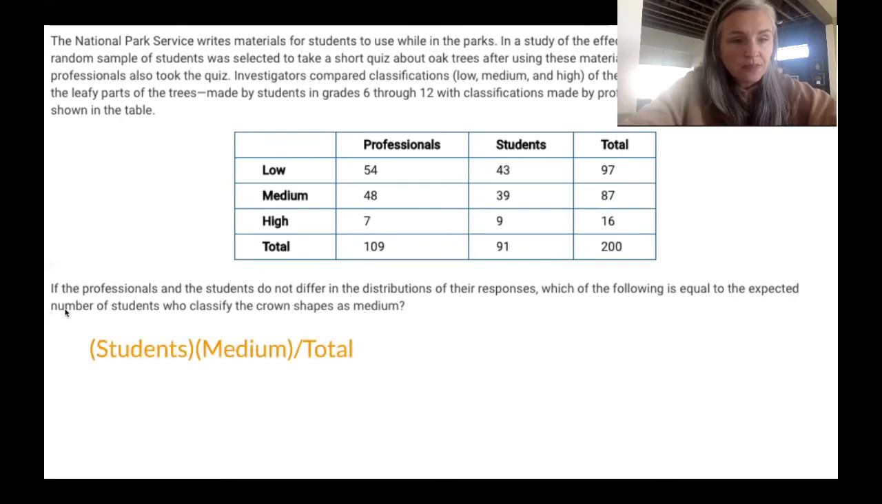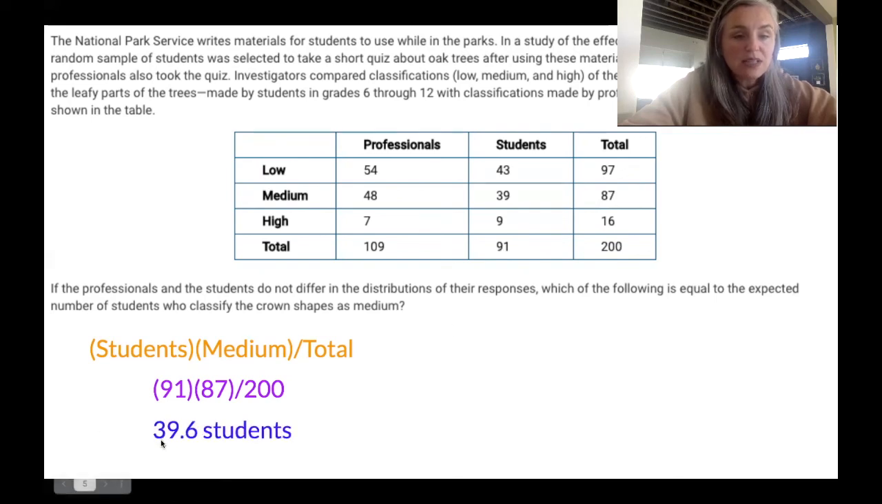Well, number of students classified as medium. So I've got medium, which is 87 in the study, and students, which are 91 in the study, and a total of 200 in the study. So I would take 91 times 87 divided by 200, and that means I would expect to see 39.6 students who prefer medium. And actually the expected and the observed are quite similar in this case.